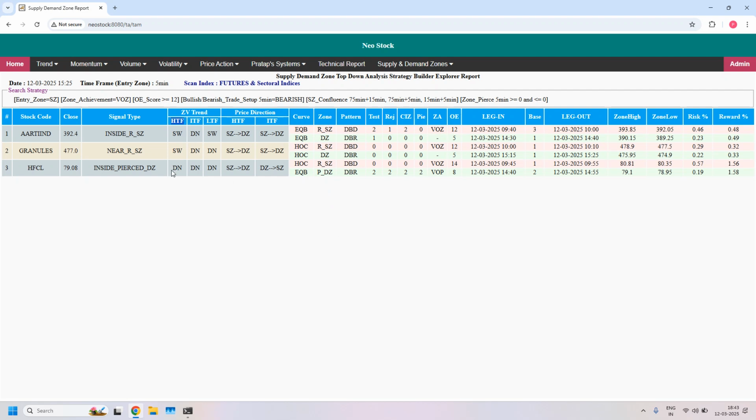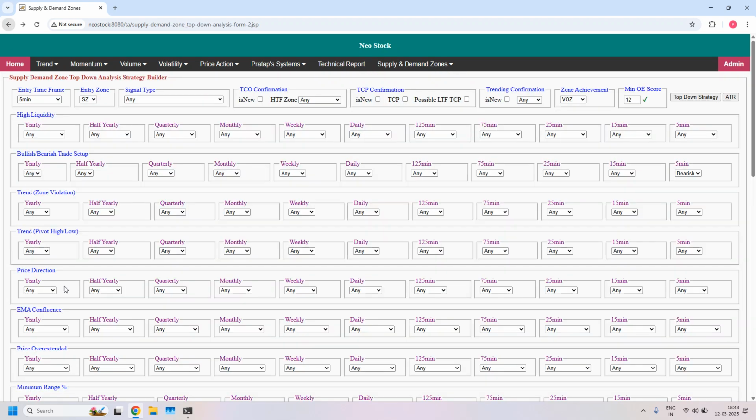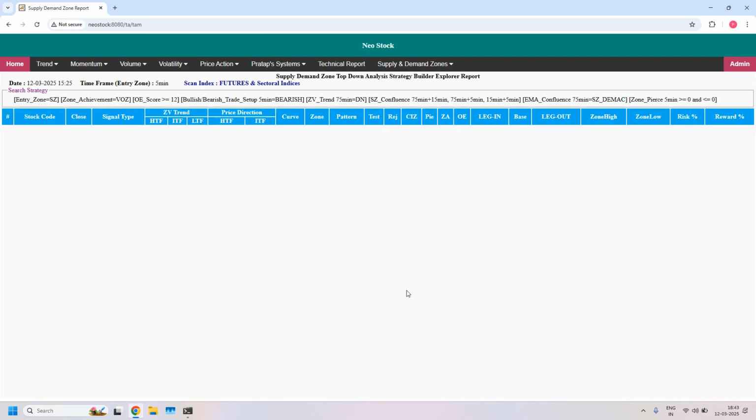In the 75 minutes, the trend is down in only one stock. If this 75-minute supply zone has daily EMA confluence, then this 5-minute supply zone might have more probability of success. Let's verify. In the EMA confluence at 75 minutes time frame, I am setting the filter. 75-minute supply zone having daily EMA confluence, and the trend on the 75 minutes time frame should not be sideways. It should be downtrend because it is a bearish trade setup. So with these filters, we did not get any stocks. Okay, this is about bearish trade setup, hourly income trade.